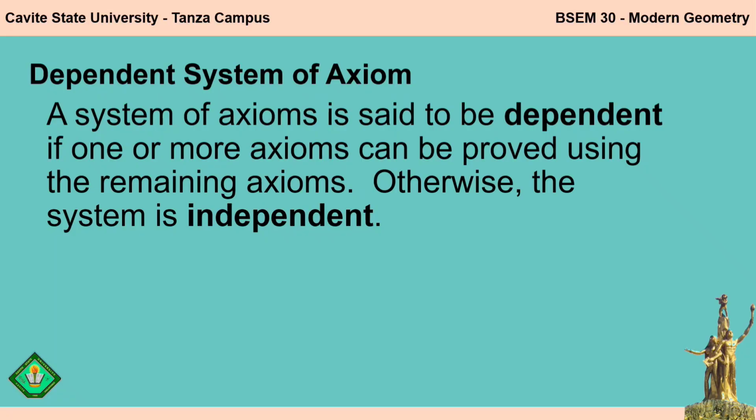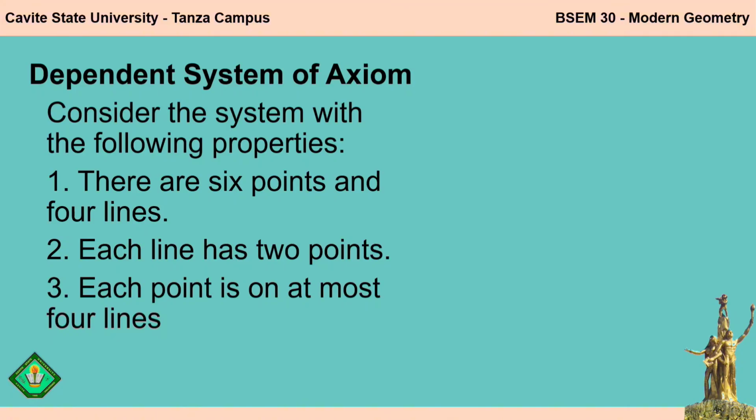Now let's define the dependent system of axioms. An axiomatic system is called dependent if we can prove one axiom using the others. But if every axiom stands on its own, meaning we can't deduce any one from the others, then it is called an independent axiom. A good axiom system is both consistent and independent.